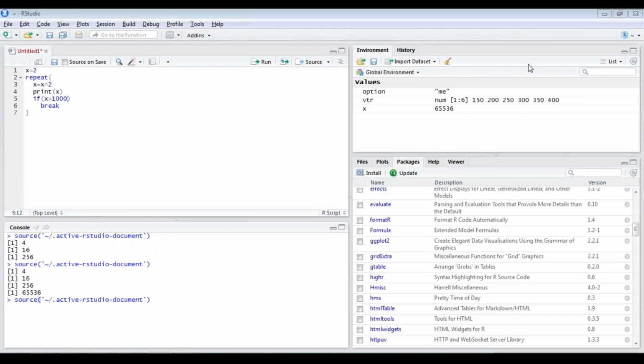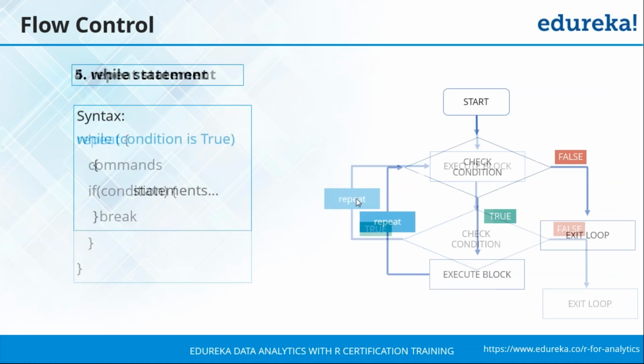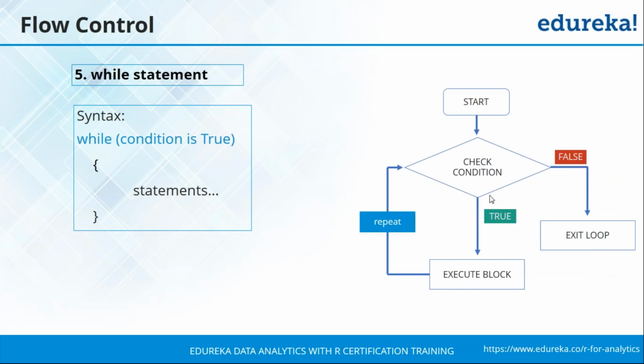Similarly, a while loop is also quite the same. If you go back to your presentation, a while loop actually starts by checking the condition and then it executes the code block. Once you've completed execution of the code block, it goes back and checks the condition. As long as your condition is found to be true, it will keep executing the code block, but the moment the value is found to be false, you exit from that loop.